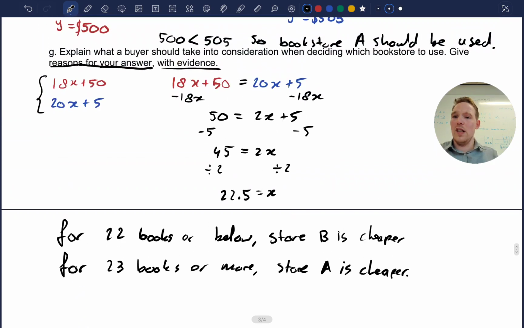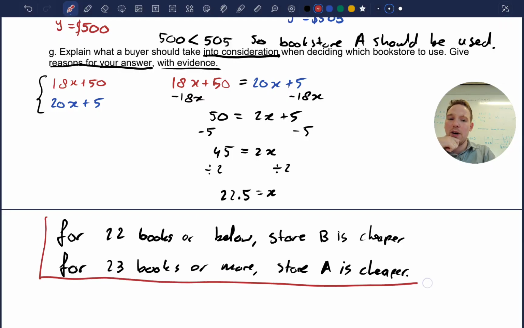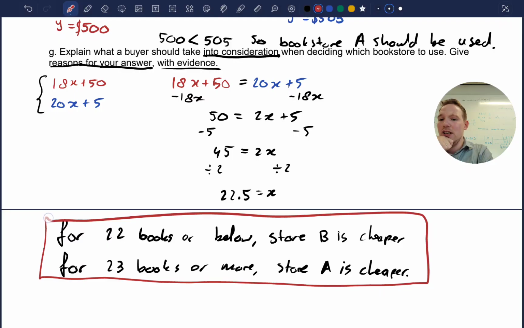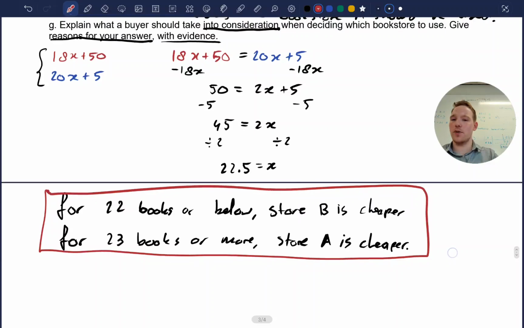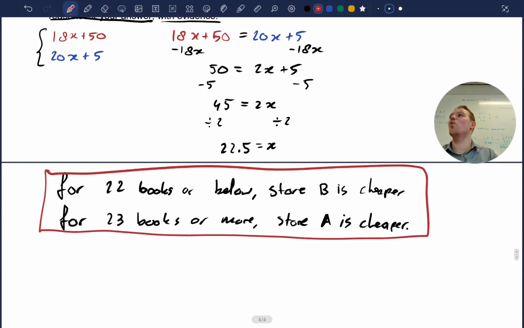So when it comes to explaining what a buyer should take into consideration, what we just did was giving evidence. This part is probably the most important for 90% of the buyers, just knowing what is cheaper. And we gave evidence to show why that's the case. But you should also take into consideration maybe the quality of the books or the customer service of the store. It might be nice to add one line about that in your answer as well.